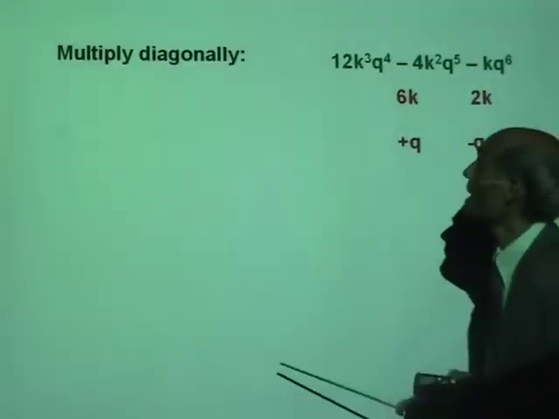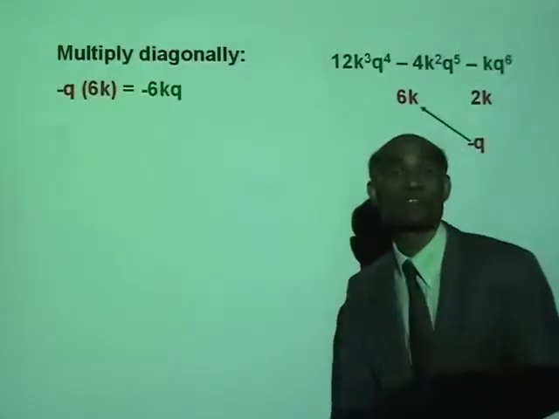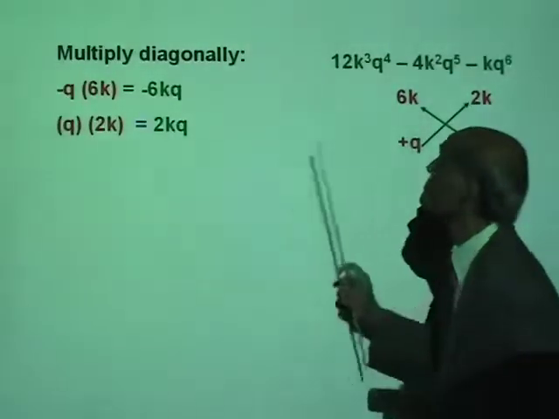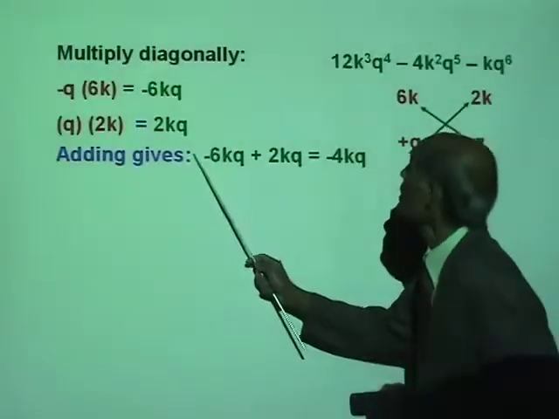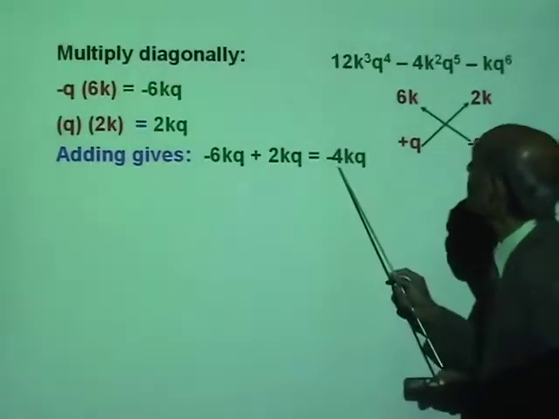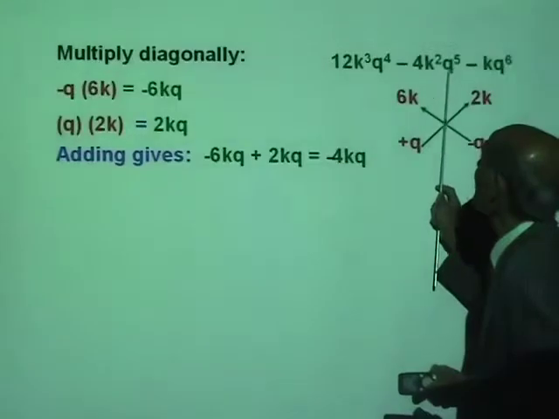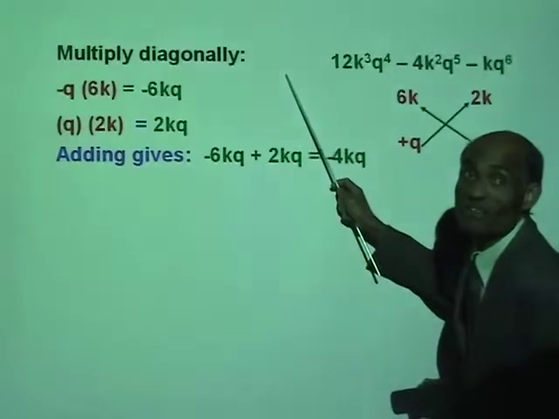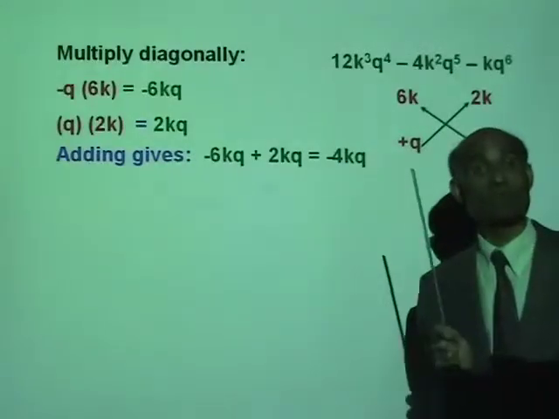Let's go and multiply diagonally. Negative k times 6k is negative 6k cubed, and k times 2k is positive 2k cubed. Adding them together gives you negative 6k cubed plus 2k cubed, which is negative 4k cubed, the middle term. Now here we have taken out a common factor, and the trinomial that remains has negative 4k cubed as the middle term.